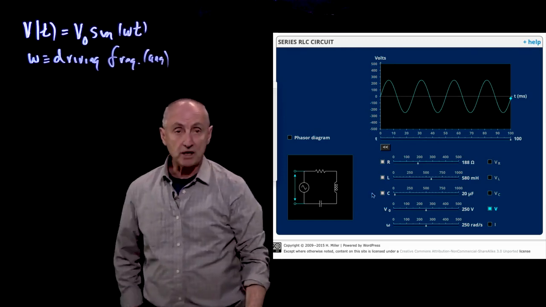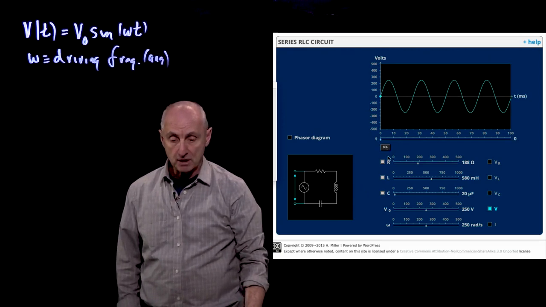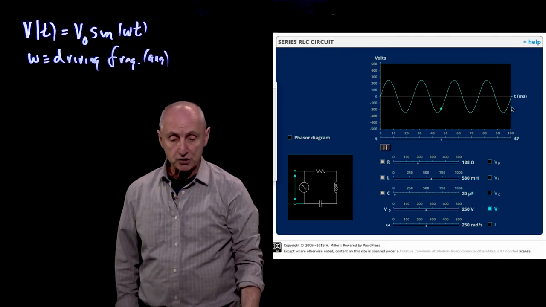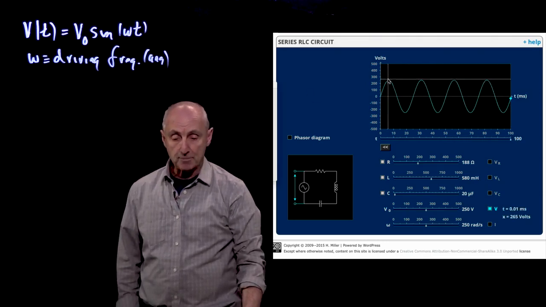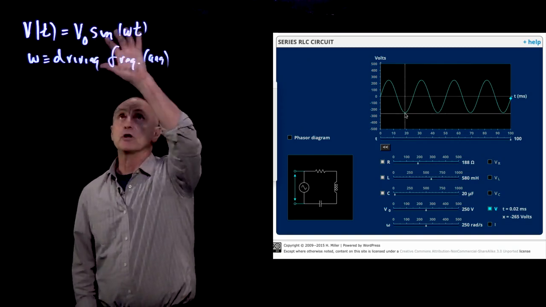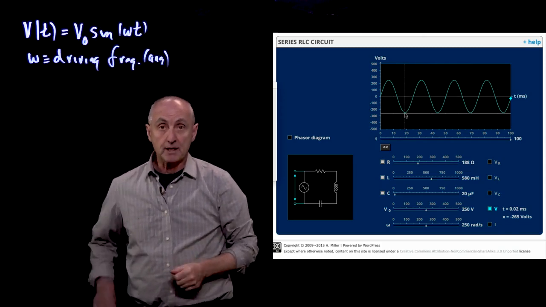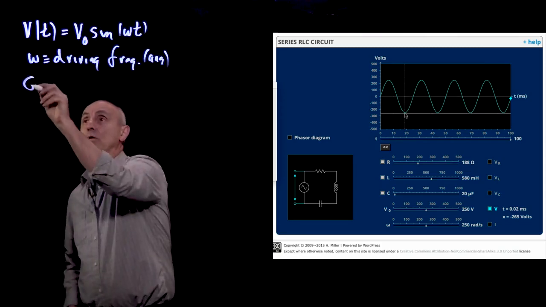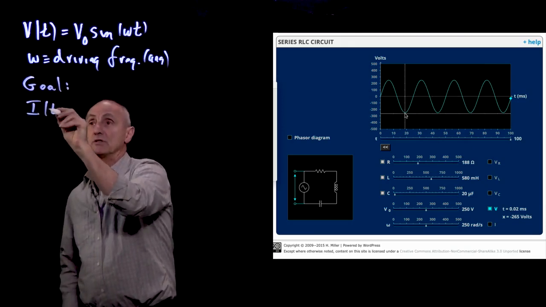So for example, here, if we let this circuit now evolve in time, this blue dot represents the voltage. And you can see that as a function of time, the voltage source is oscillating between a positive value and a negative value, which is what the amplitude V naught is, because the sine function goes between plus and minus 1.